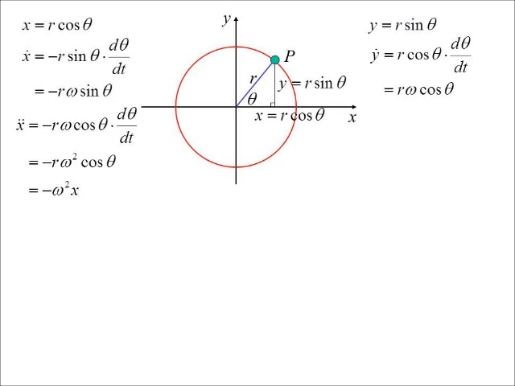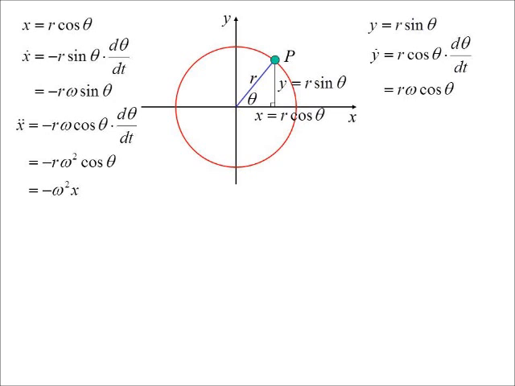But I then do something here. I notice, I say, well, hang on a sec, x was r cos θ, so I can sub that in and say it's just minus ω²x, which is quite interesting when you look at it. Hopefully that's familiar. Simple harmonic motion.